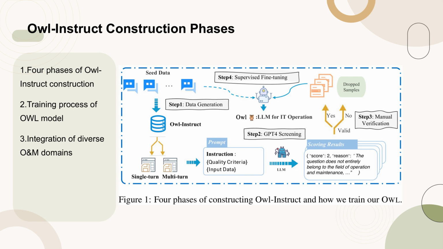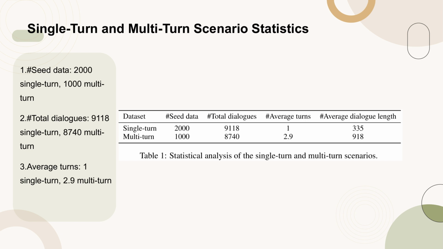The training process integrates data from various operations and maintenance, O&M, domains, ensuring a comprehensive and robust model capable of handling a wide range of IT-related tasks. This structured approach is crucial for the development of a specialized large language model tailored to the complexities of IT operations. Table 1 provides a statistical analysis of the single-turn and multi-turn scenarios within the AllInstruct dataset.